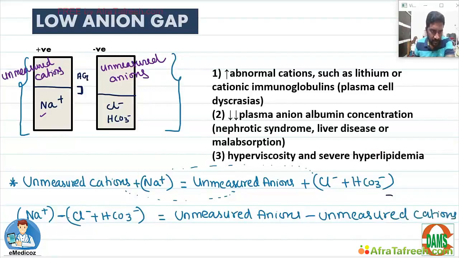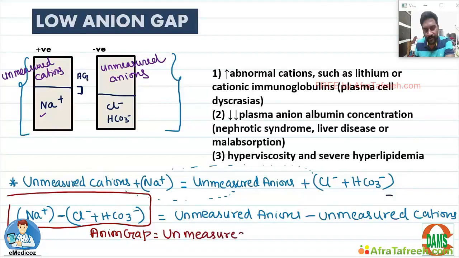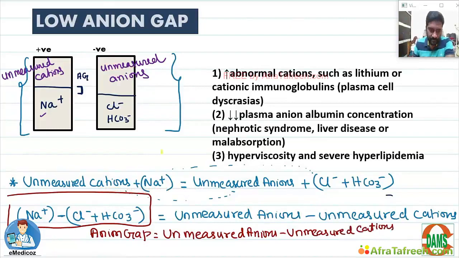So what is this sodium minus chloride plus bicarbonate? What is this parameter also called? This is called the anion gap. So anion gap will be equivalent to unmeasured anions minus unmeasured cations. So very important relation. So with simple mathematics, I have derived that anion gap is equal to unmeasured anions minus unmeasured cations.